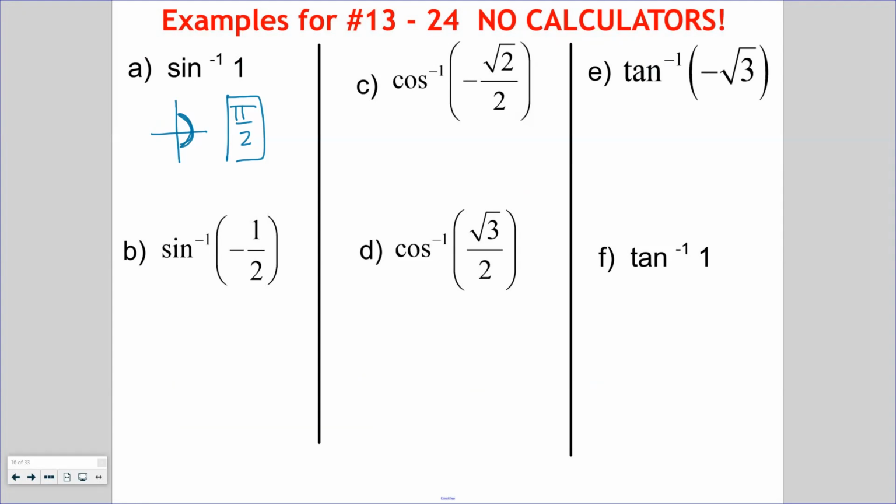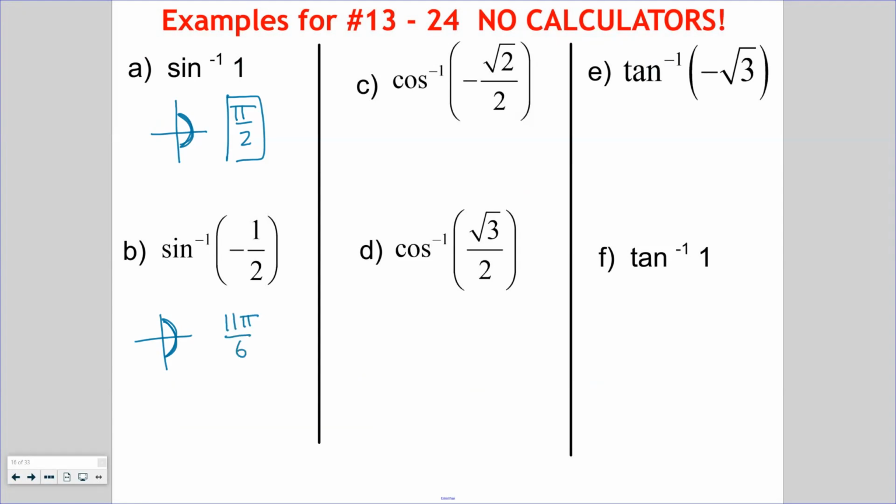Okay, how about example B? So again, inverse sine, we're looking for an angle in the first or the fourth quadrant where sine is -1/2. So use your unit circle here. Where do we see a y value that is -1/2? There's only one place. That is 11 pi/6.